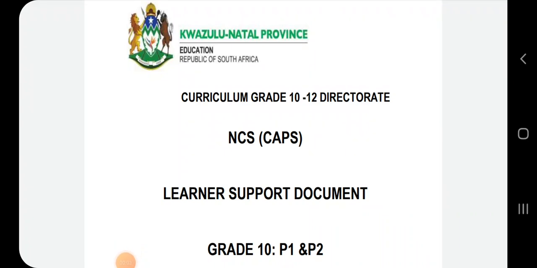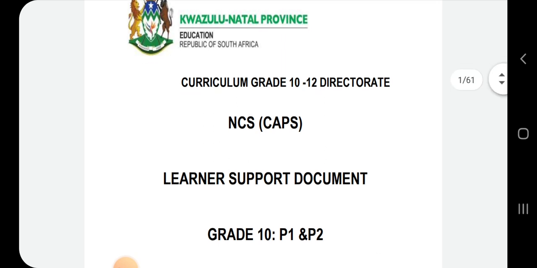So this is the second part of the business studies revision for paper 1. I will be doing some theory on the market environment and the macro environment, and also showing you some questions and how to answer them. This is a learner support document compiled by the KwaZulu-Natal Department of Education. It's basically questions, so I'm going to be showing you those questions.